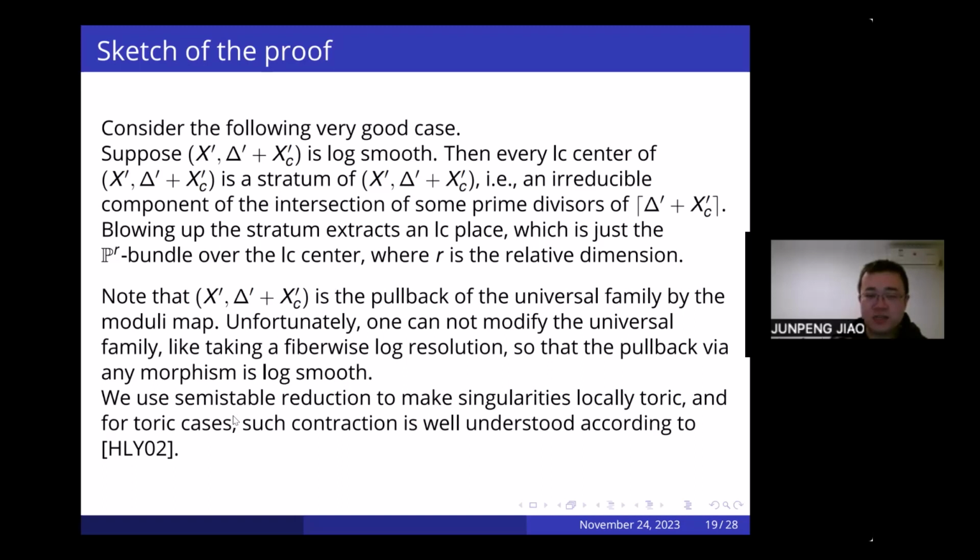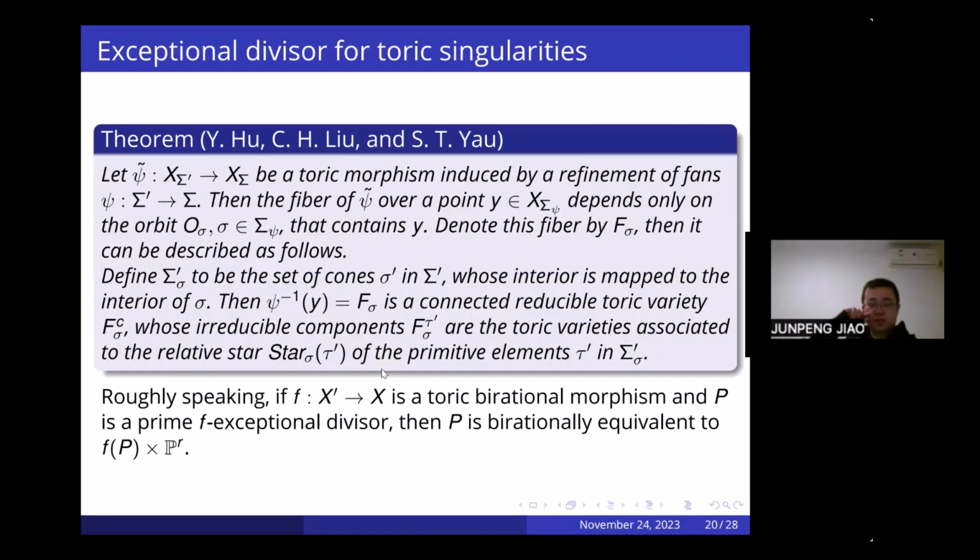But a good thing is that we can use semi-stable reduction to make singularities locally toric. Here this is analytically locally. And for the toric case, such a contraction from the exceptional divisor to its image is well understood according to the following result. This result is due to Professor Hu, Liu, and Yao. So let X_sigma prime to X_sigma be a toric morphism induced by a refinement of fans.